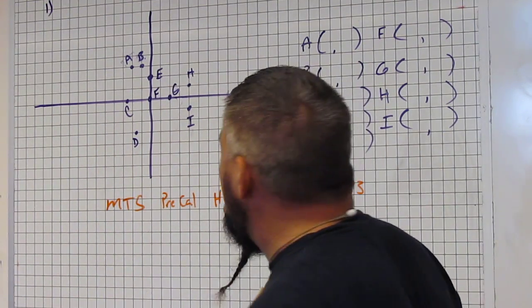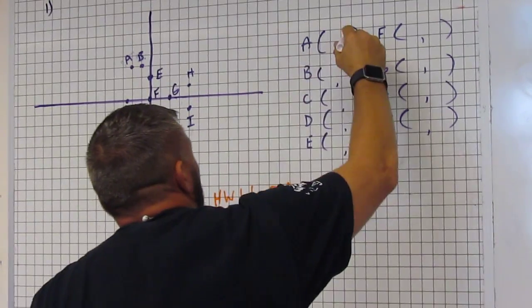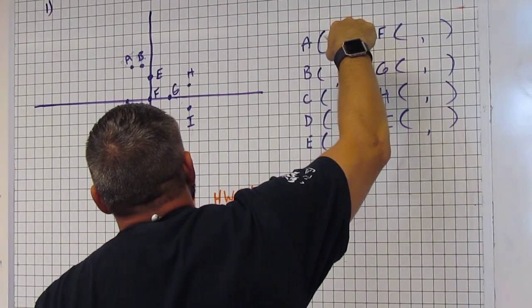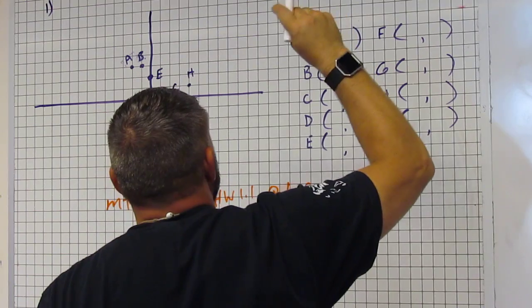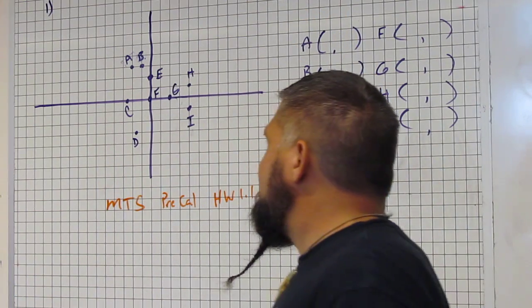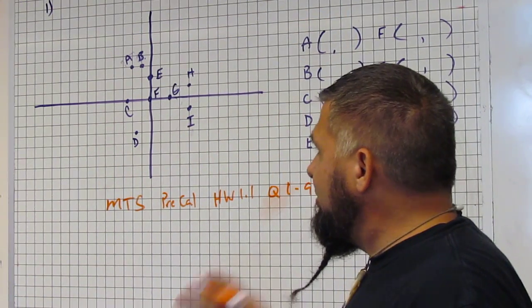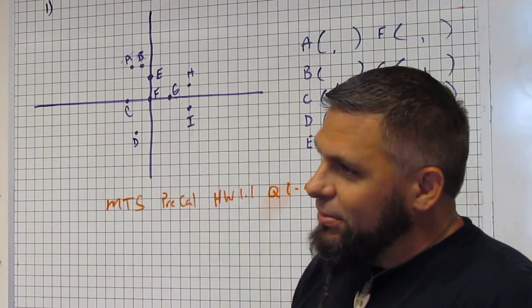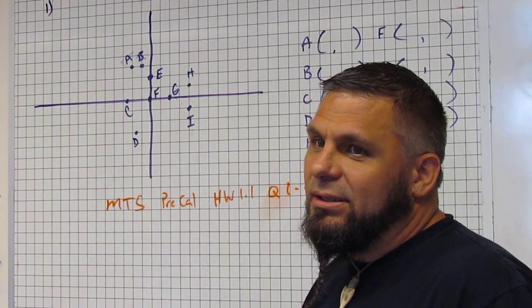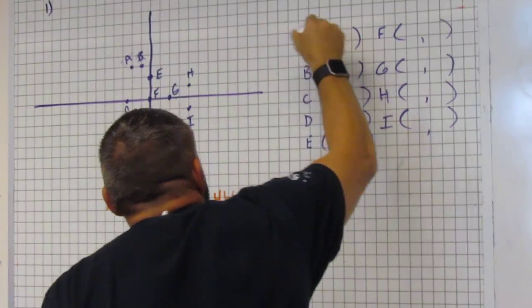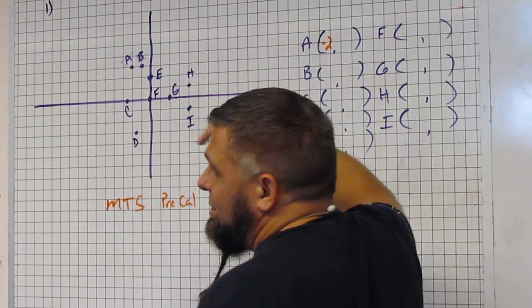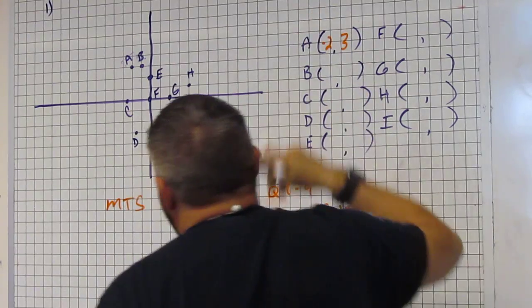3, -2. Good. No. No. -2 is good, and 3 is good, but it's not 3, -2. It's -2 in the x direction, so you go side to side, and then 3.